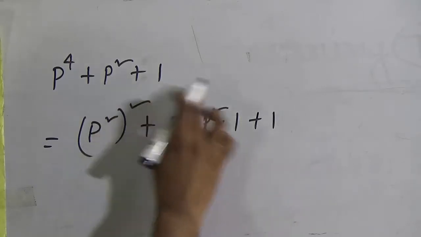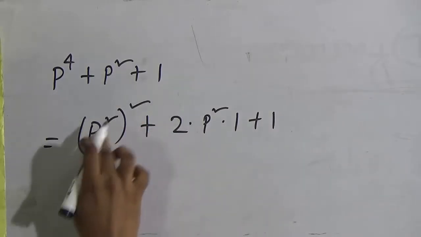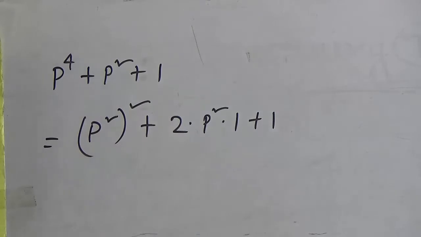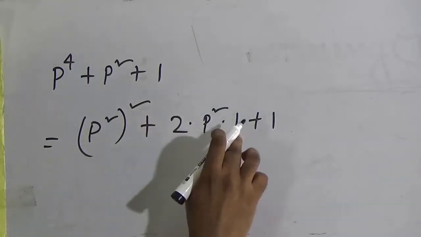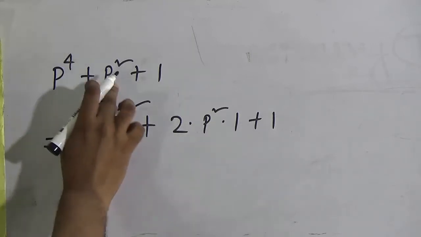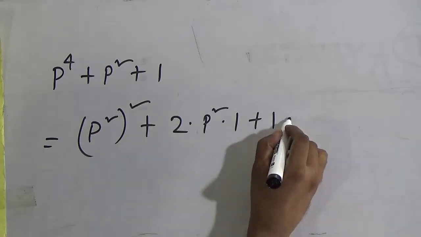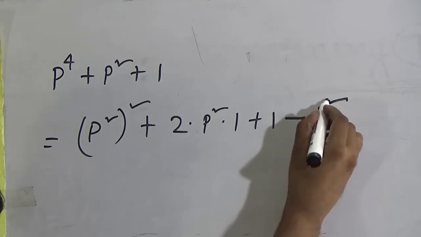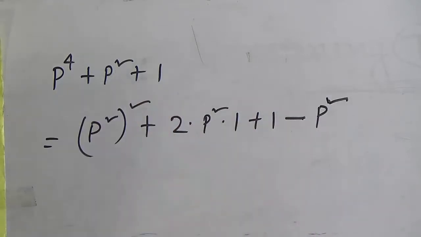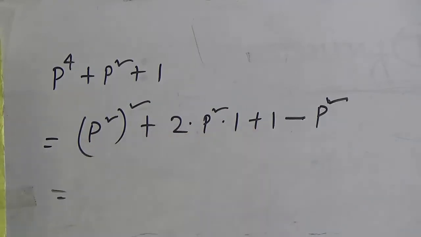Here instead of 1 we have written 1, instead of p to the power 4 we have written (p square) whole square, and (p square) whole square and p to the power 4 are the same, but here instead of p square we have written 2 into p square into 1. If we multiply it should be 2 p square. Here p square exists, but we have written 2 p square, so we have to subtract 1 p square from the expression. Now 2 p square minus p square equals p square. Okay, dear students, now we can apply the formula a square plus 2ab plus b square.